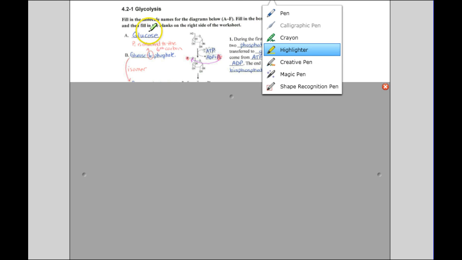During the first 4 steps of glycolysis, 2 phosphates are transferred to glucose. These come from ATP, which is converted to ADP. The end product is this. So here I'm going to highlight what we should know. We're starting off with this glucose molecule. Here's what glucose looks like. Do you need to memorize this structure and be able to draw it? No, you don't, but you should know that it is a 6-carbon sugar and it has hydrogens and oxygens attached to it in a specific ratio.